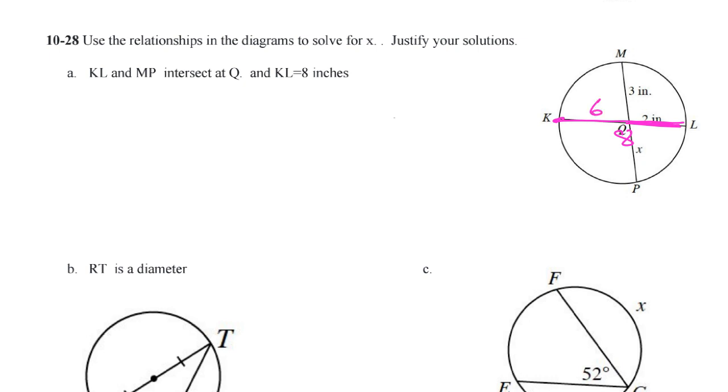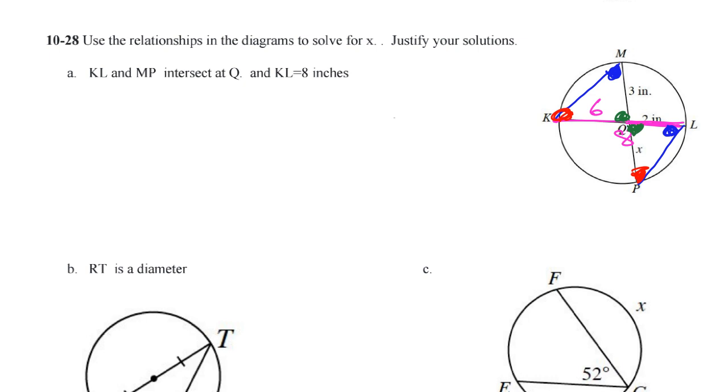Now, before I even set my proportion, I want to make sure that you understand that, again, those two triangles are similar. Angle M is congruent to angle L because they share the same arc, which is KP. Also, angle K and angle P are congruent to each other because they share the same arc, which is ML. Finally, you have two vertical angles here.